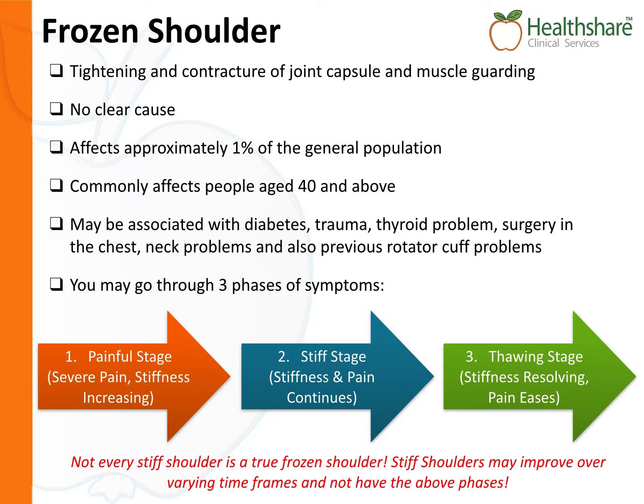And then we'll enter finally a thawing stage, where the pain starts to get better and that movement gradually comes back. Now, what I want to emphasise here is not every stiff shoulder is a true frozen shoulder, so some people might recognise those phases, whereas others might not. And generally with a true frozen shoulder, you're looking at up to 18 months to go through those 3 phases, but stiff shoulders can improve over varying time frames and might not have those above phases.